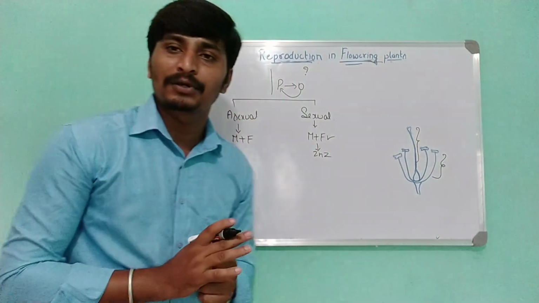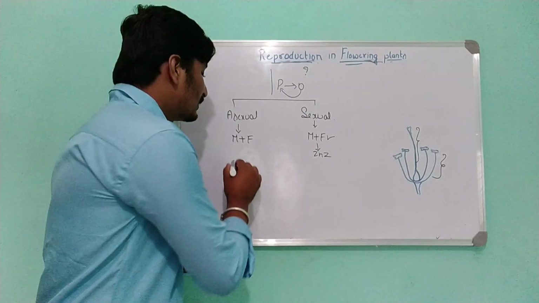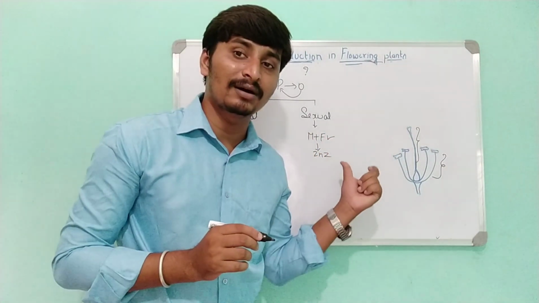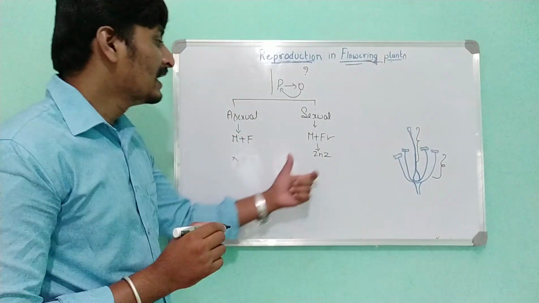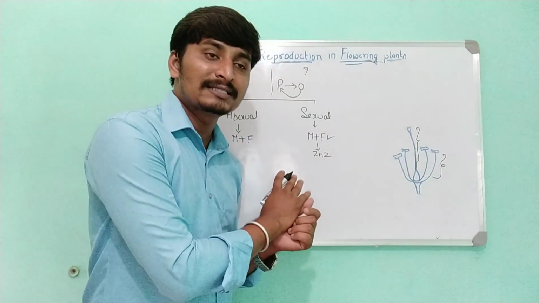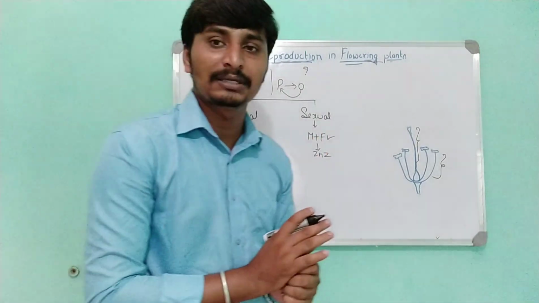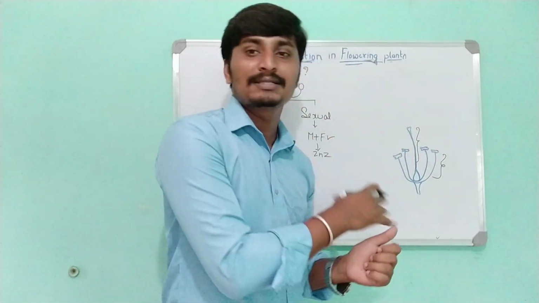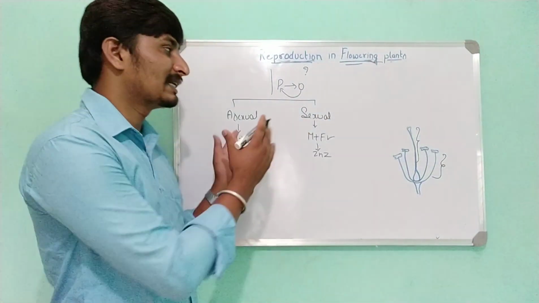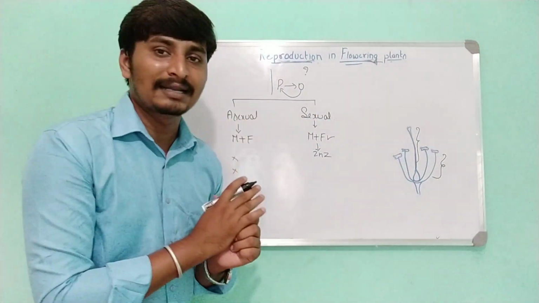In asexual reproduction, only one parent is involved in the reproduction, whereas in sexual reproduction, both or two parents are involved in the reproduction. In asexual reproduction, only mitosis takes place, whereas in sexual reproduction, both mitosis and meiosis take place. So these are some differences between sexual and asexual reproduction.